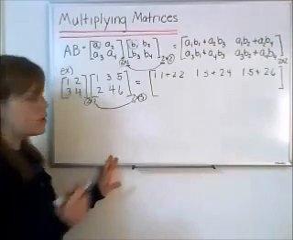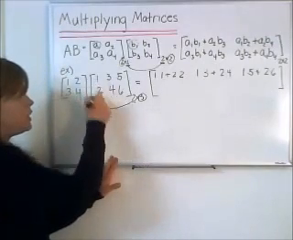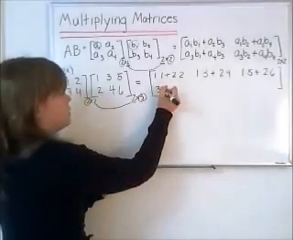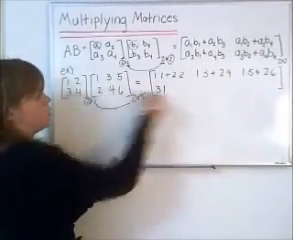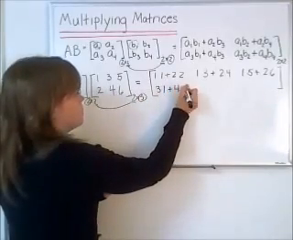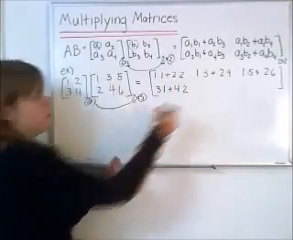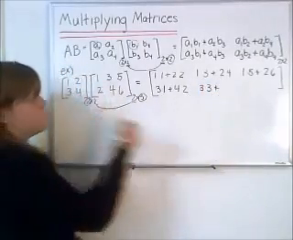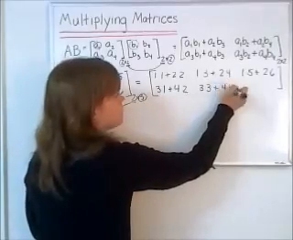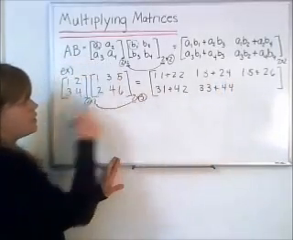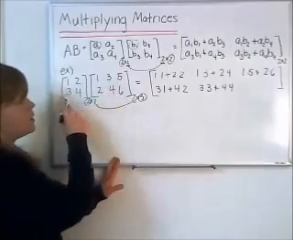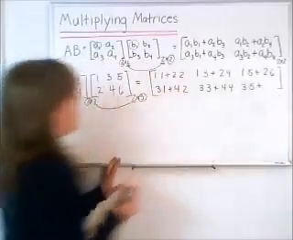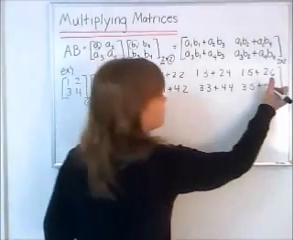Once we finish with that row, we're going to apply the second row to each column in the second matrix. So we'll get 3 times 1 plus 4 times 2, 3 times 3 plus 4 times 4. And finally, moving to the second row and third column, we get 3 times 5, and add to that 4 times 6.